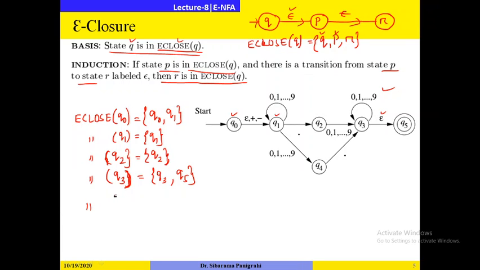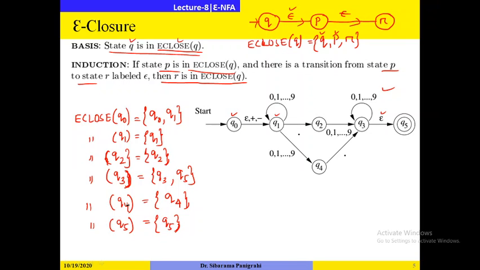Now let me compute the epsilon closure of Q4. In the epsilon closure of Q4, I will have the Q4 state, and next I have to check whether there is any epsilon transition from Q4 to any other state. There is none, so Q4 will itself be the epsilon closure of Q4. Let me compute the epsilon closure of Q5. By default it will have the same state Q5. Let me check whether there is any epsilon transition from Q5. No, there is none, so only Q5 will be in the epsilon closure of Q5. So I hope all of you have understood epsilon closure.